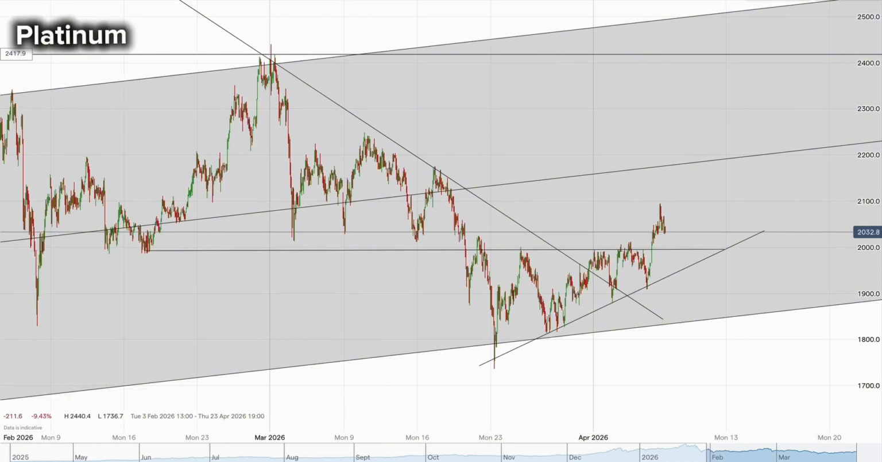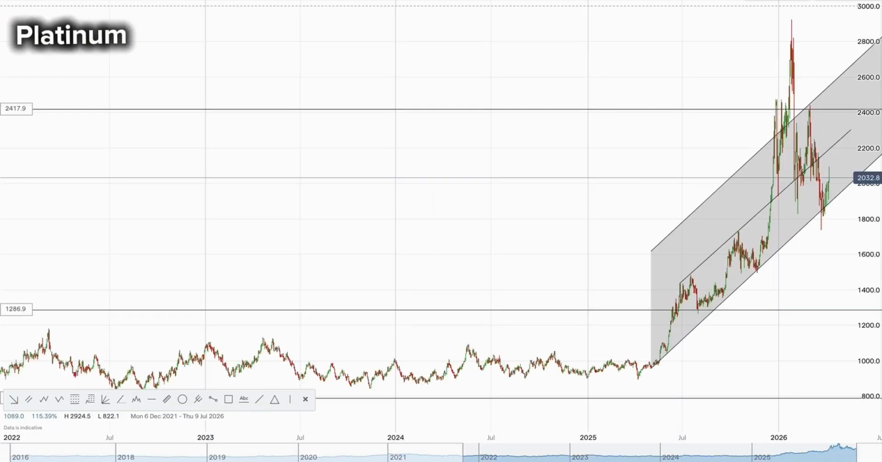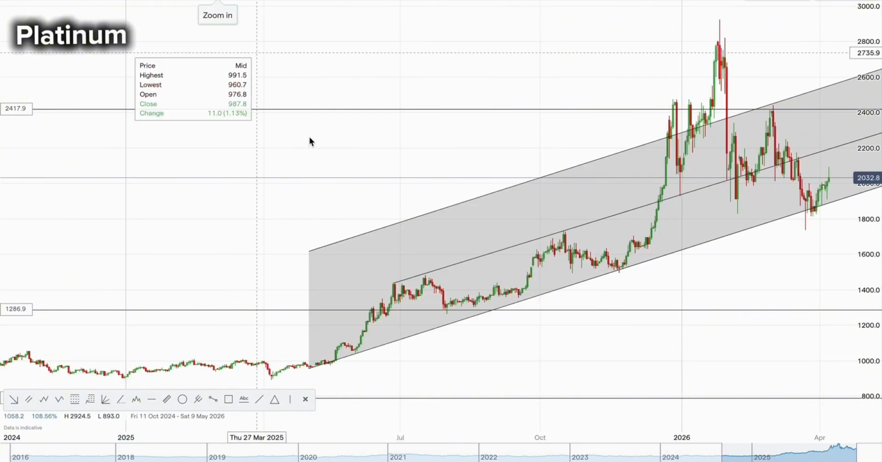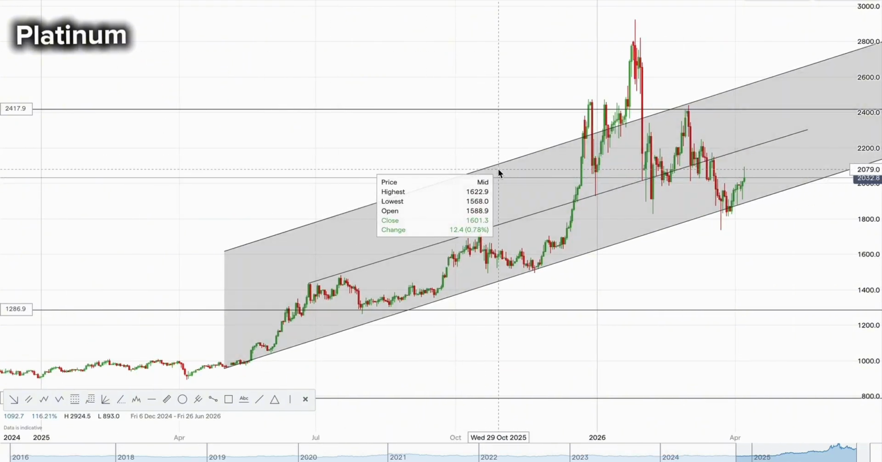So from the bottom of the channel, it should work its way back to the top. So here's the longer term view again. So we're still trading pretty much within this channel. That concludes the chart for platinum today.